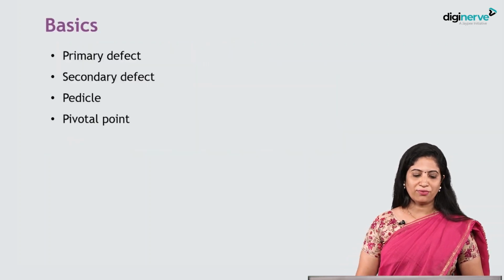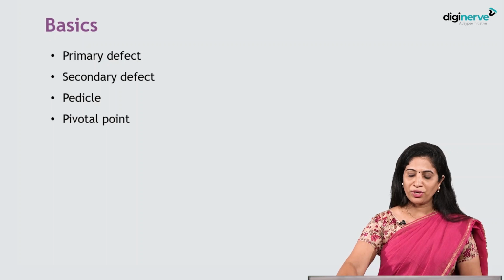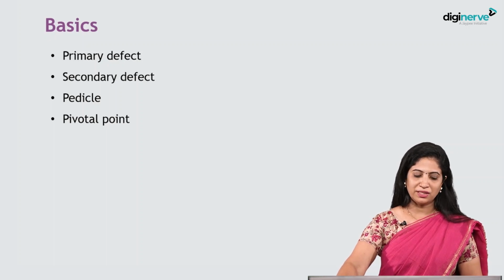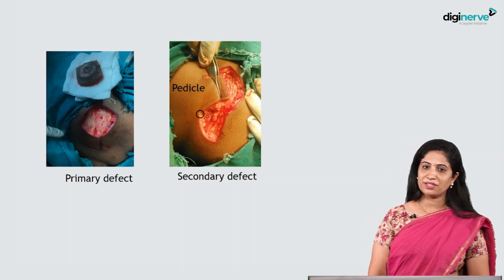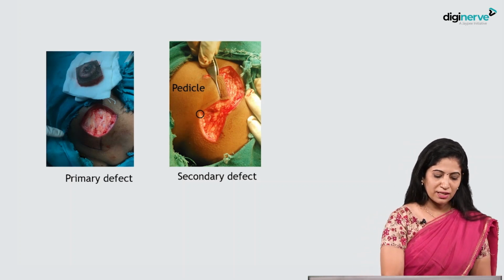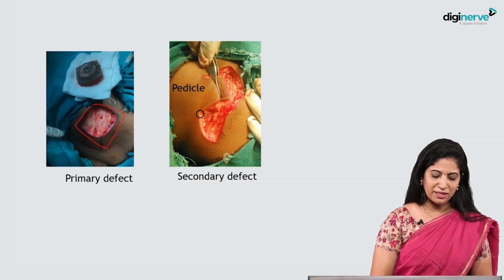Coming to the basics of flap, it includes primary defect, secondary defect, pedicle and pivotal point. Before going into the flap surgery, you should be familiar with these terms. Primary defect is the one which results after excision of the lesion. Here you can see a primary lesion that has been excised. So this is called a primary defect.